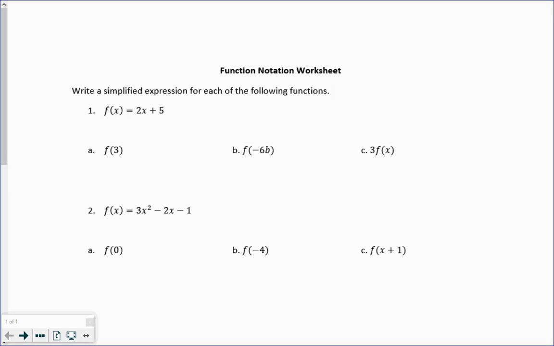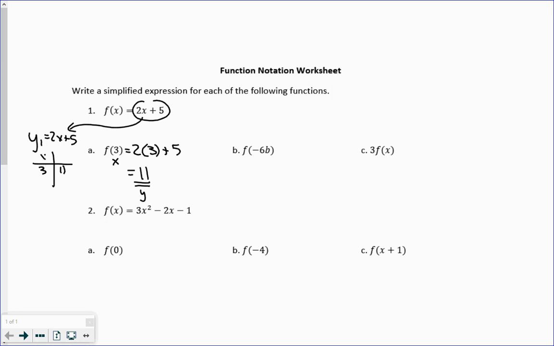So for example, on the first one here, it says f of x equals 2x plus 5. Part A, find f of 3. So you should know by this point in math that this represents the x value. So you're just going to insert that number in for x and get out 11. And that 11 represents the y value. Or in other words, if you were to graph this equation, it would have the point on it (3, 11).